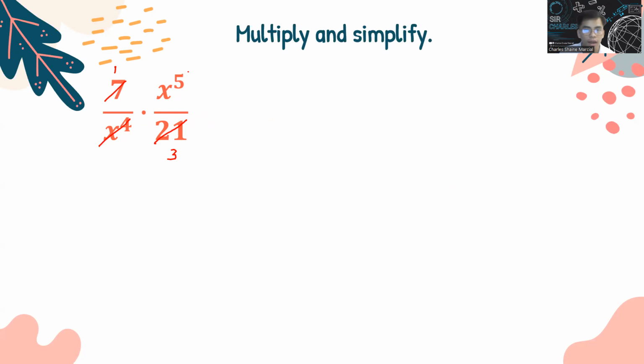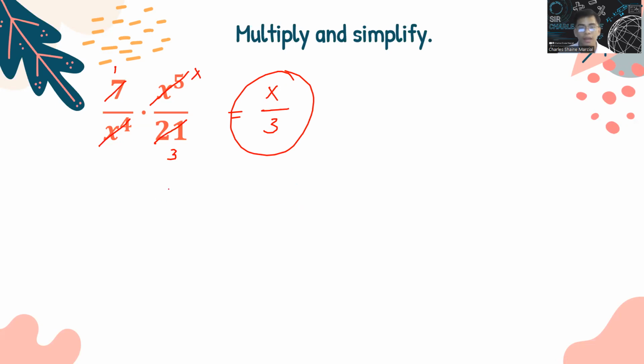And yung x raised to 5, isusubtract lang natin yung exponent. 5 minus 4 magiging 1. So, x na lang siya. So, ang magiging sagot po natin is x over 3. Ganun lang po siya kadali.